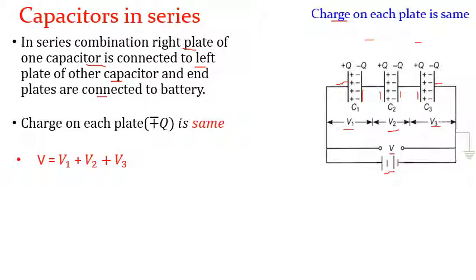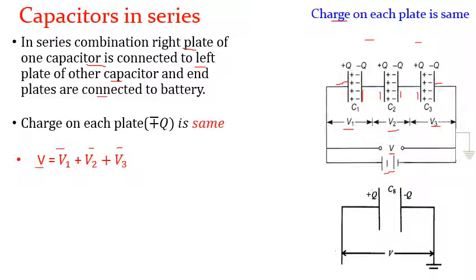So first we will write down V is equal to the sum of these three potentials, where V1 is the potential across the first capacitor, V2 is the potential across the second capacitor and V3 is the potential across the third capacitor. Then this is CS, the effective capacitance of this series combination, and across this V is there. So this is the final diagram.